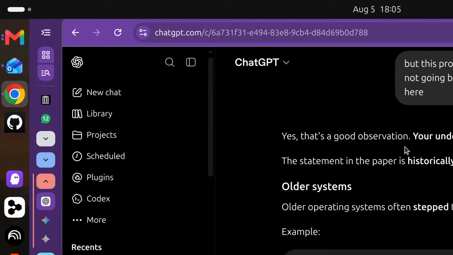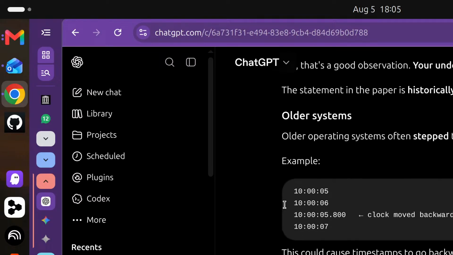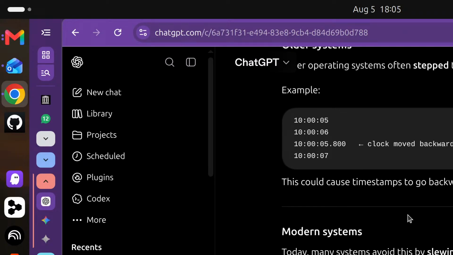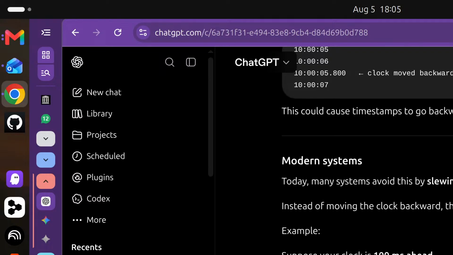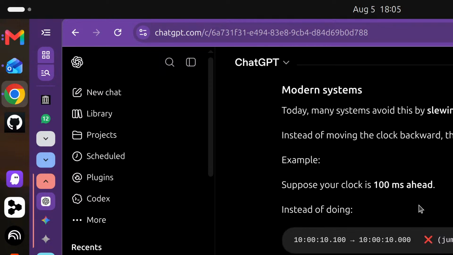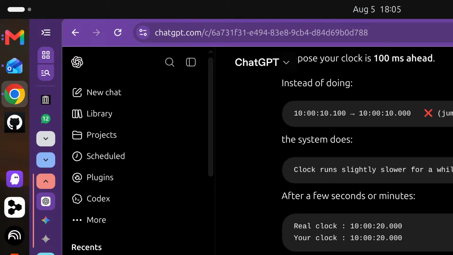Yes, that's a good observation. Your understanding is correct for many modern systems. The statement of the paper is historically accurate, but today it needs some context. Older operating systems often stepped the clock when NTP found an error. This could cause timestamps to go backward. Modern systems today avoid this by slowing the clock instead of moving it backward, changing the clock speed. Suppose your clock is 100 milliseconds ahead. Instead of stepping back, the system runs the clock slightly slower for a while, over a few seconds or minutes.